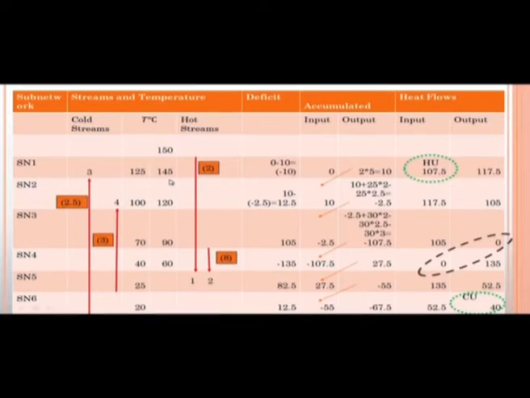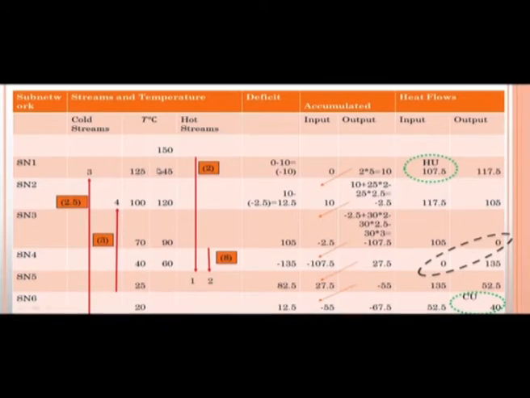Why 145 degree Celsius? Because below 145 degree Celsius, we will have some other interaction. So, if it is 145 degree Celsius, then what could be the cold side temperature? The cold side temperature is 125, that is the highest temperature of one of the cold streams.